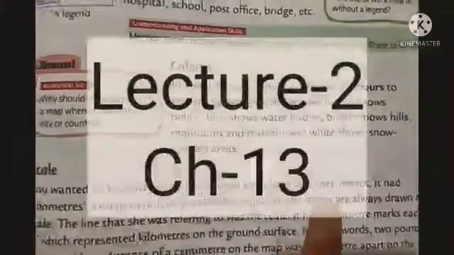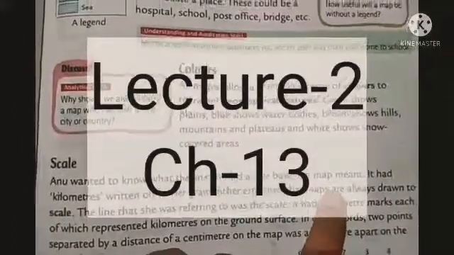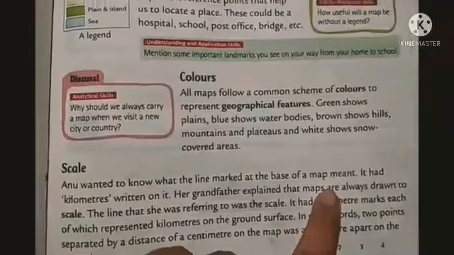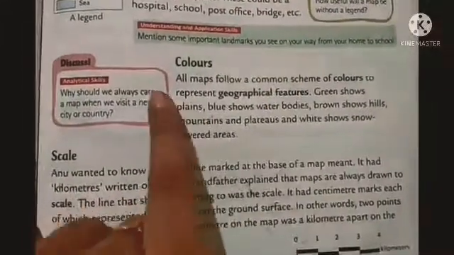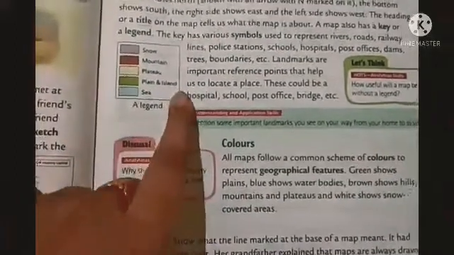Dear students, already we have discussed direction, landmarks, maps, right? Sketch. Now, today we'll start from colors. Already I told you about a legend. Here you see a legend containing so many colors that represent some features. These are called geographical features.